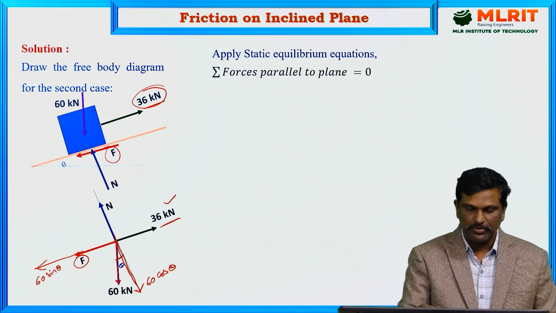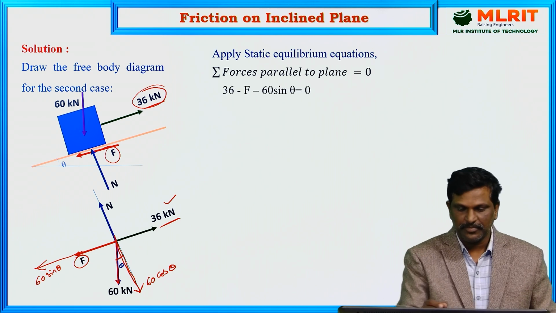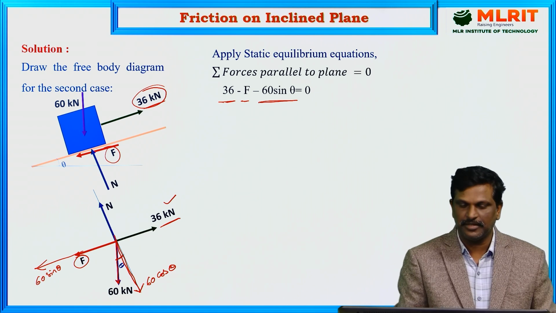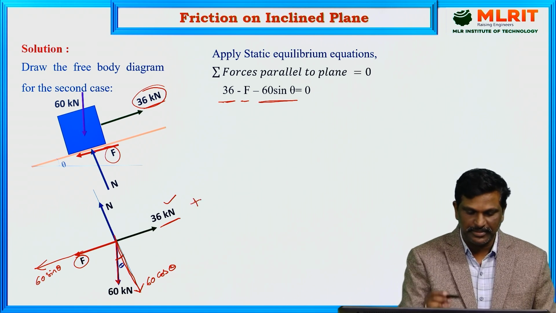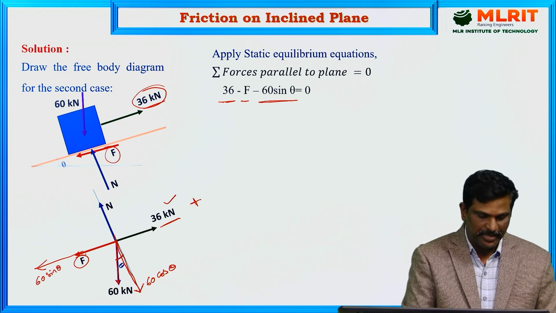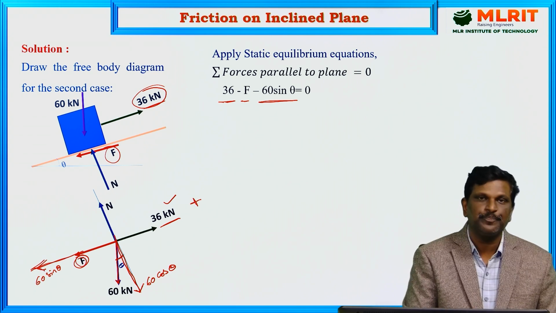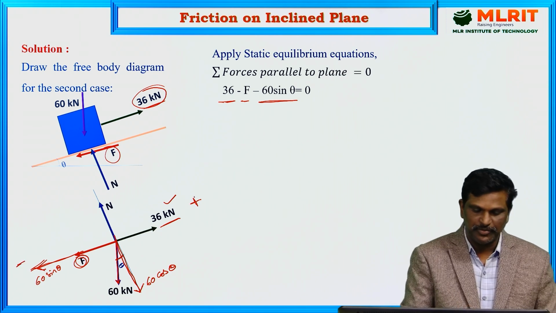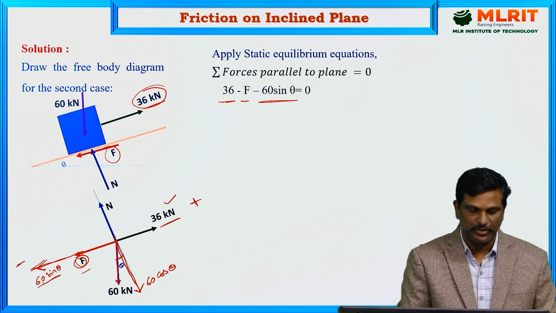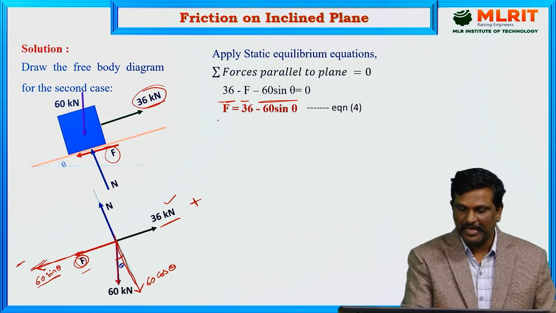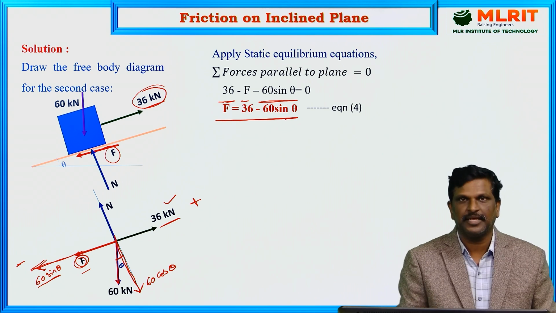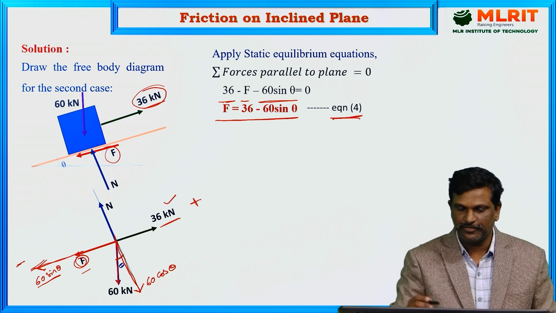Right? Now apply the condition. 36 minus F minus 60 sin theta is equal to 0. See here, only 36 is acting towards up along the plane, and the remaining two forces are acting towards down along the plane. So, by using the sign convention, 36 minus F minus 60 sin theta is equal to 0. Now find F. F is equal to 36 minus 60 sin theta. This is equation number 4.